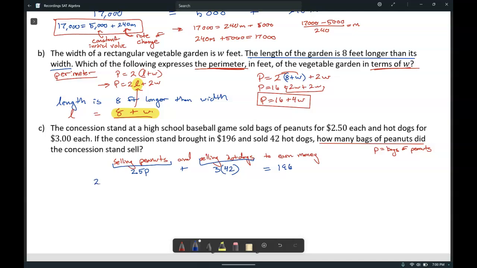So now that we have our basic equation, 2.5p plus 3 times 42 equals 196, we can go ahead and solve for p. 2.5p plus 126 equals 196. Subtract the 126, 70, and then divide to get 28 bags of peanuts.